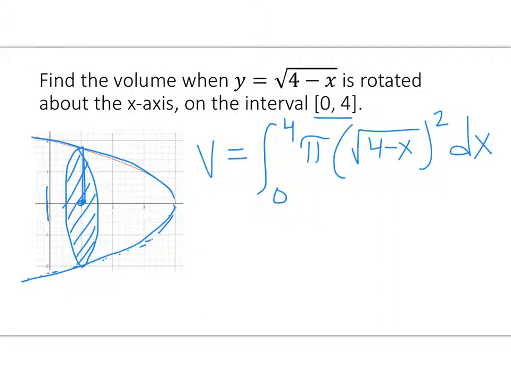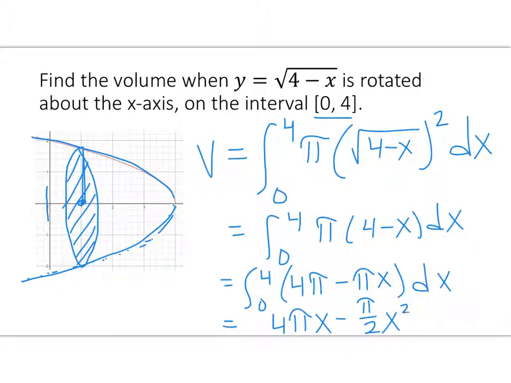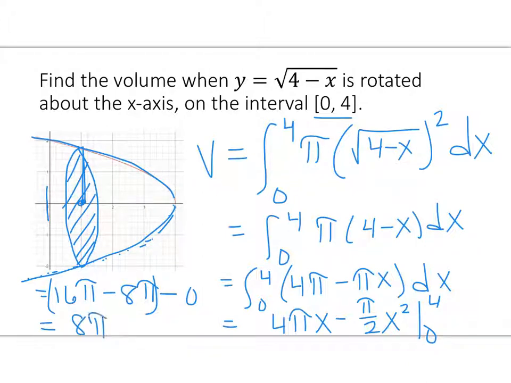And again, just finding my integral, so I have the integral from 0 to 4 of pi times 4 minus x dx. So this is the integral from 0 to 4 of 4 pi minus pi x dx. So this is 4 pi x minus pi over 2 x squared, evaluated from 0 to 4. So I'm going to have 16 pi minus 8 pi. 4 squared is 16, 16 divided by 2 is 8, minus 0. So this volume is 8 pi.